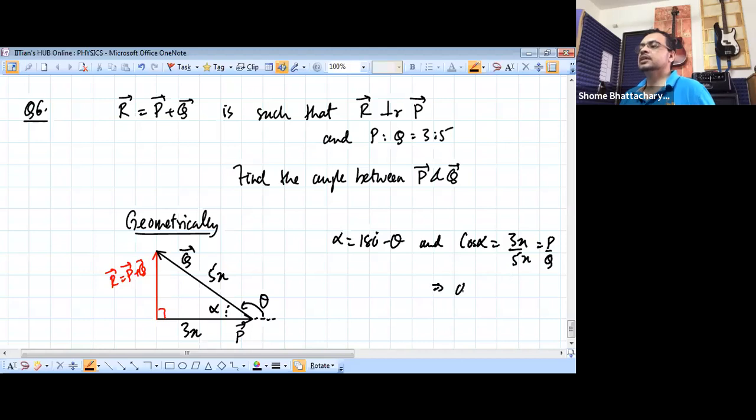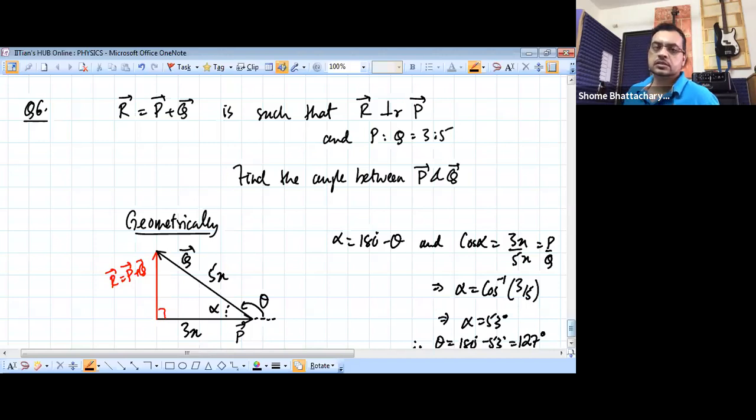So that means alpha is cos inverse of 3 by 5, which we have learned before is how much? It is 53 degrees. So therefore, theta is how much? 180 minus 53, or 127 degrees.